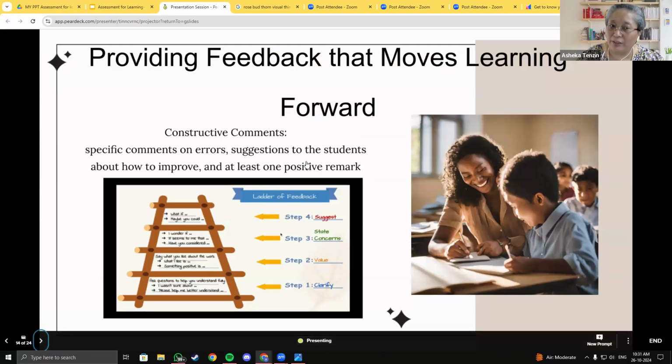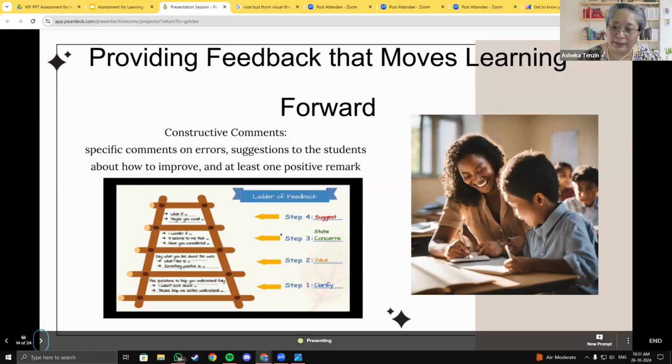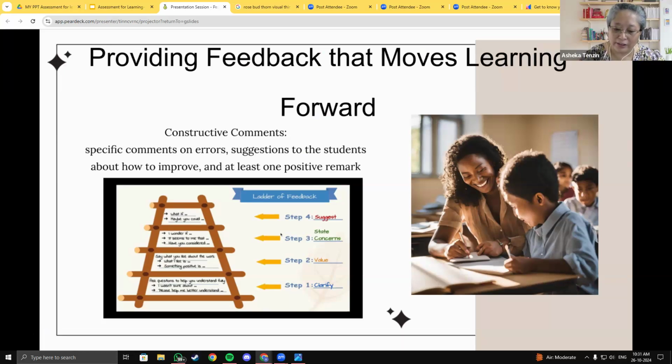What you can do is you can give constructive comments to your students. Specific comments on errors. Say that, okay, this is the mistake. Like even Jason had said in his presentation, just telling them that good work is not enough. You have to specify what is good about it. Suggestions to the students about how to improve, and at least one positive remark in the task that the students have done. So what I use is the ladder of feedback.